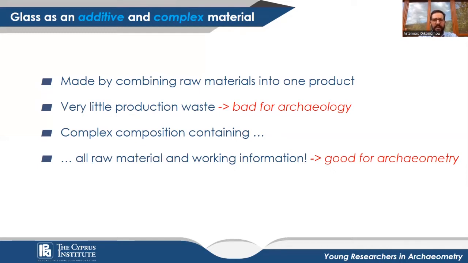Glass has a complex chemical composition, meaning that in one glass we can identify around 10 to 12 major and minor elements, and when we have the means to identify trace elements, then we're talking about more than 30 elements, which characterize chemical glass. This complex composition can identify the raw materials and working information, which are always important and good for archaeometry. They can offer means for comparison and correlation in order to understand technological and provenance issues.